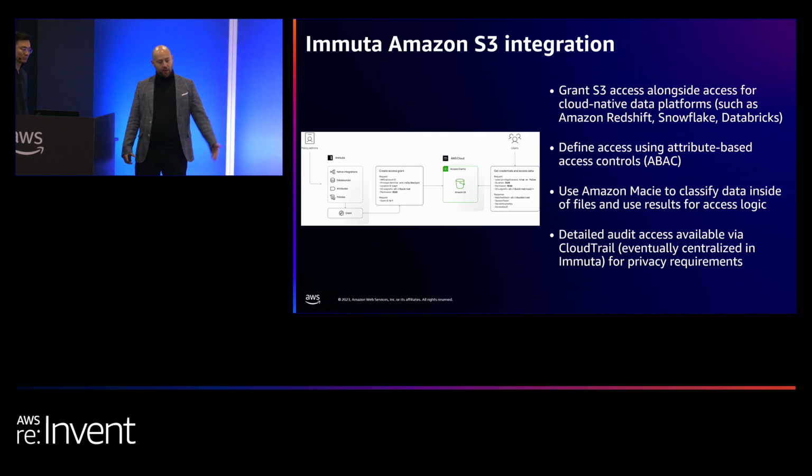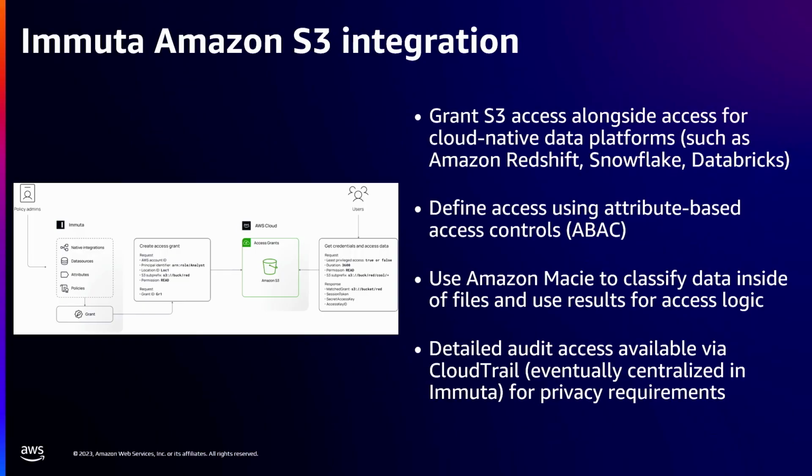And then ultimately, to close it off, you get detailed audit access available via CloudTrail, based off of features that S3 Access Grants has to integrate with CloudTrail for privacy requirements, and that will all eventually, in the short term, be centralized into Immuta in a platform-agnostic, unified data model.